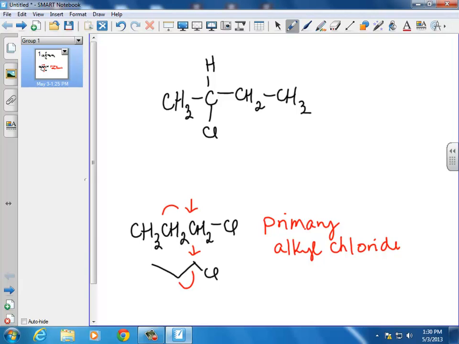Okay, so let's look at bond line formula for this compound. Look a little bit like that. So what type of alkyl chloride is this? Is it primary, secondary, tertiary? If you're saying that it's secondary, you're absolutely correct because it's attached to this carbon that's only attached to 2 other carbons. Okay, so this would be secondary. So it's a secondary alkyl chloride.